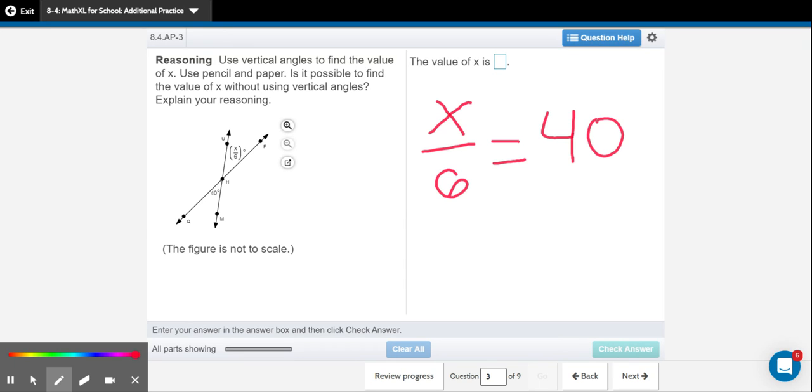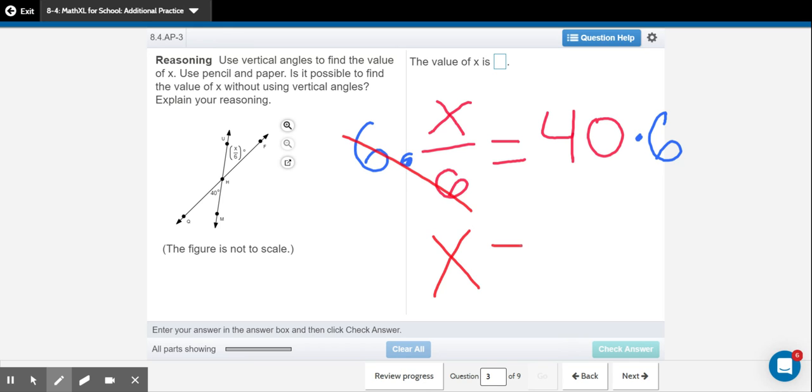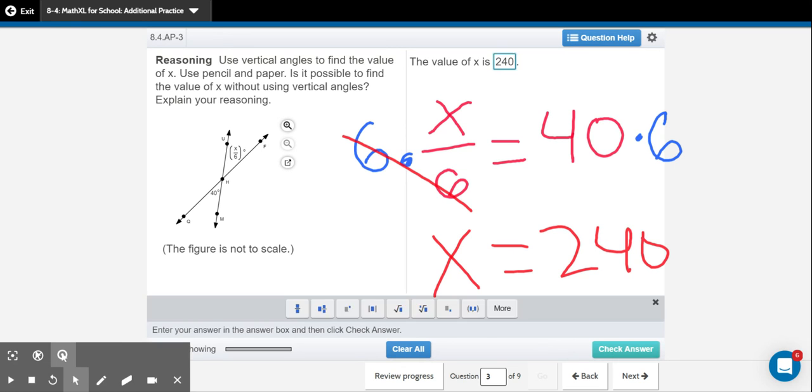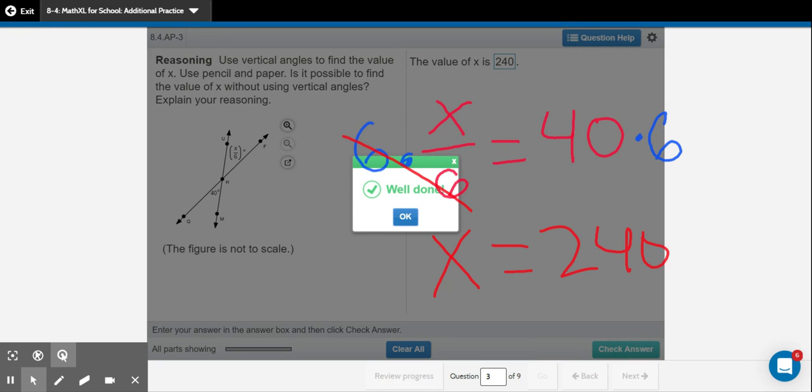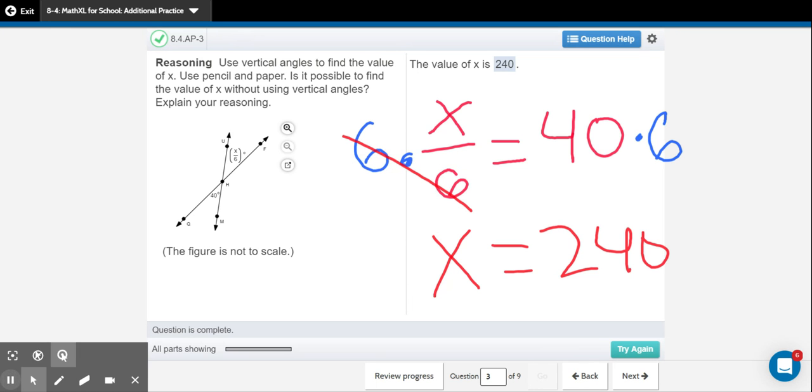Now, we need to remember how to solve equations. What is the opposite of dividing by 6? Multiplying by 6. These cancel, and then X equals 240. Are we right? Yes, we are. Well done.